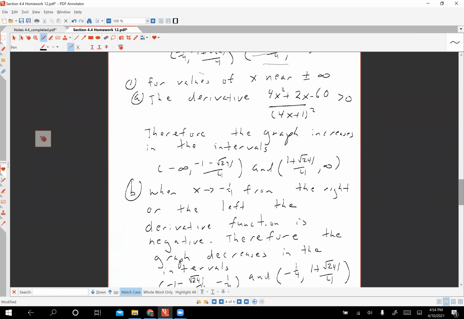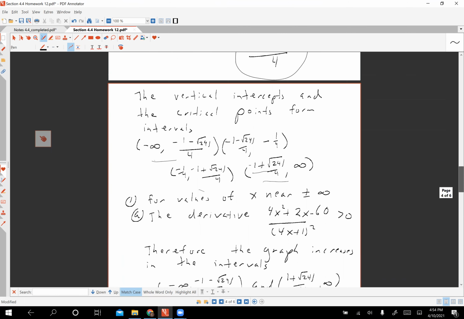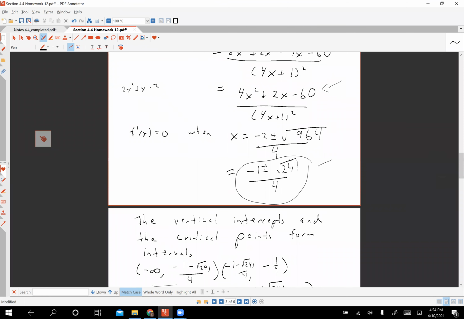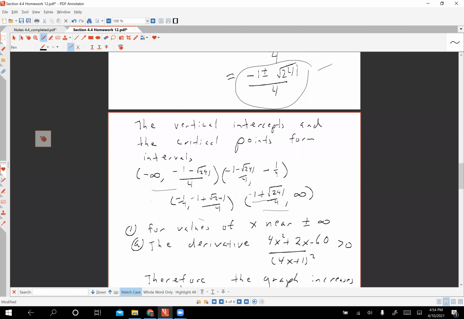Okay, let's say we're approaching -1/4 from the right or the left. The derivative function is going to be negative. When x is about -1/4, that minus 60 is going to dominate, right? So I'm considering these two intervals right here.